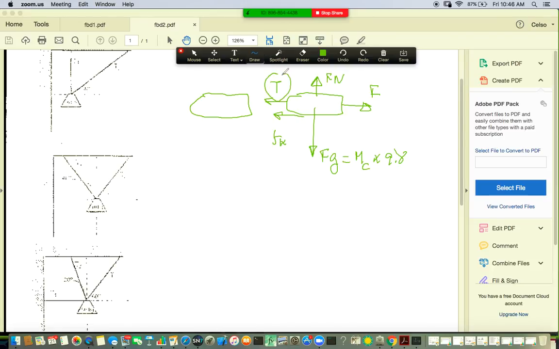Now, the magnitude of this tension force is the one responsible for pulling the trailer forward, but with the opposite direction. As you can see, you do have your rolling friction, you do have your weight, mass of trailer times 9.8, and you do have your normal force.